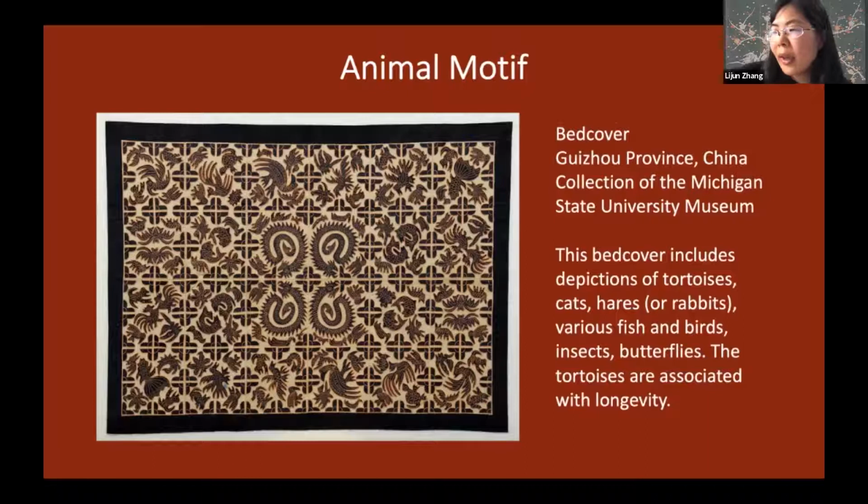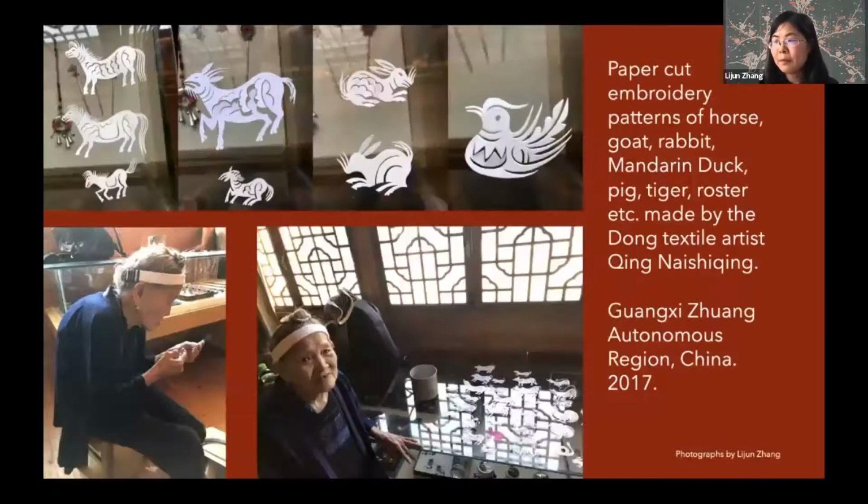Animal designs are also very common on quilts made in Southwest China. This back cover includes depictions of turtles, cats, rabbits, and various fish and birds, insects, butterflies. The turtle is associated with longevity, so people's wish for a long life. Other animal designs include the 12 Chinese zodiac animals, the livestock, lion and tiger, etc.